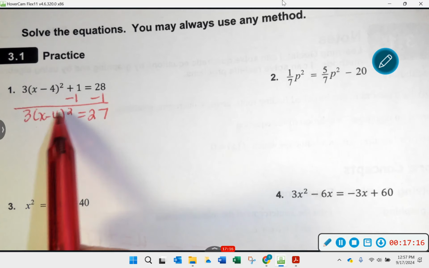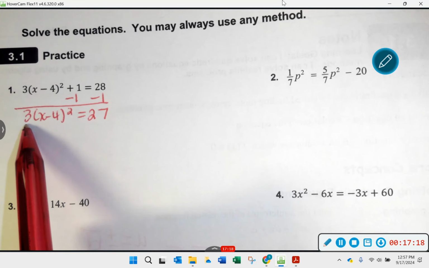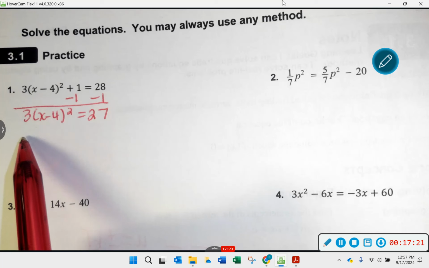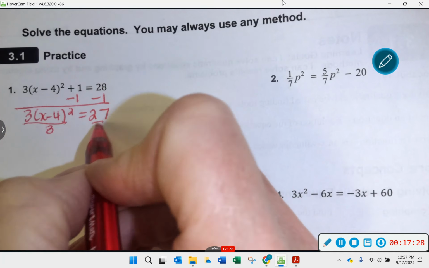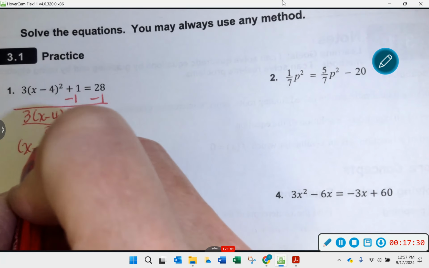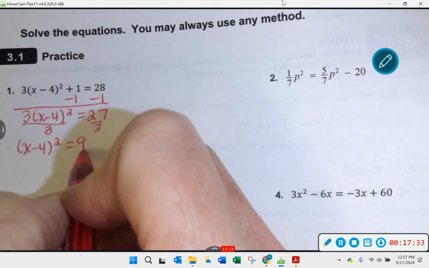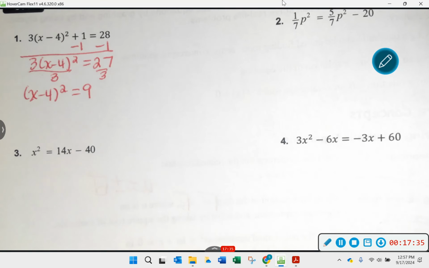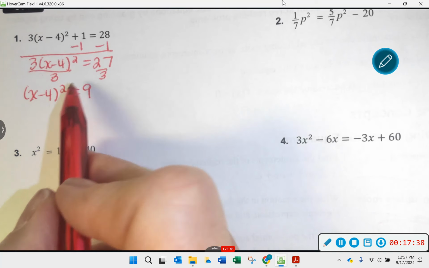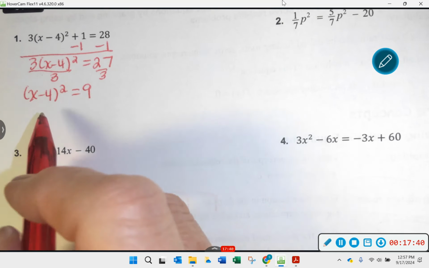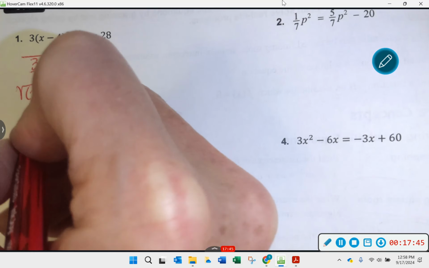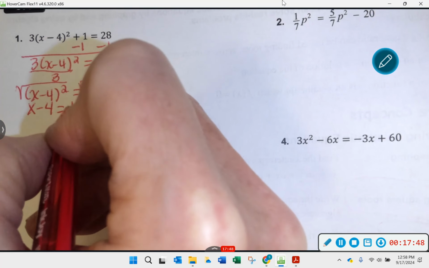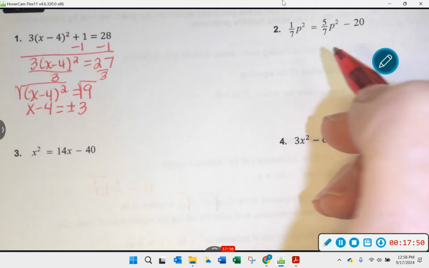I want to get this by itself. This quantity squared is not quite by itself. So Caden, what can I do next? Divide by 3. Yep, so I'm going to divide this side by 3 and this side by 3. So now I have x minus 4 quantity squared equals 9. So now I have this quantity squared by itself. So now's the time to take the square root. I can take the square root here, take the square root here. I have x minus 4 equals plus or minus 3.